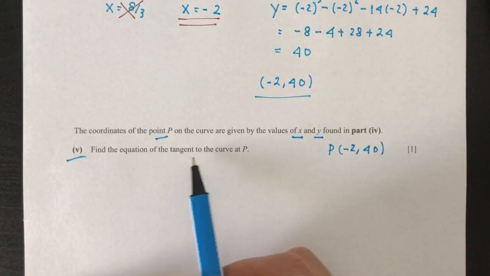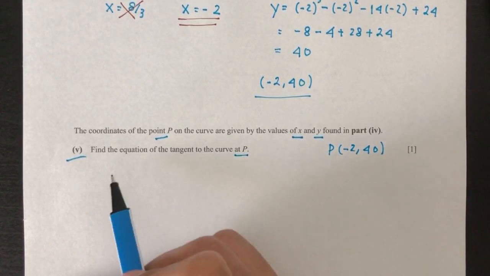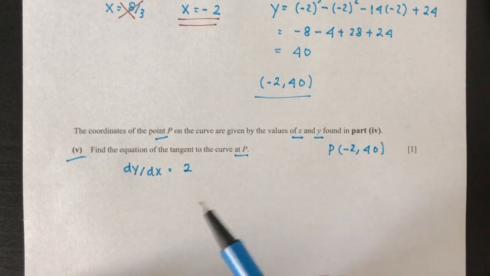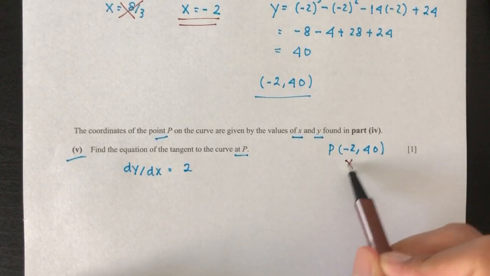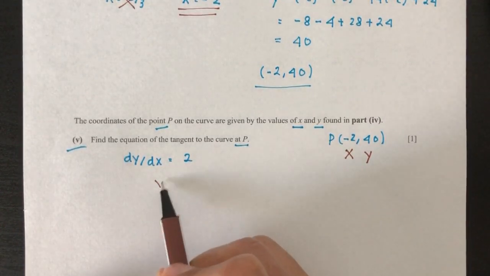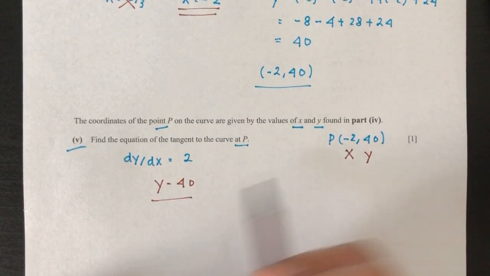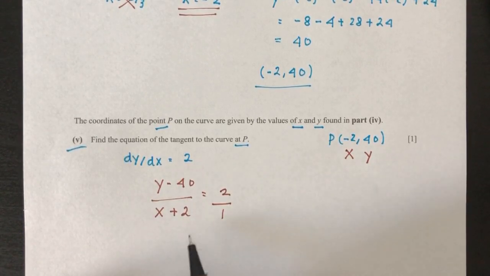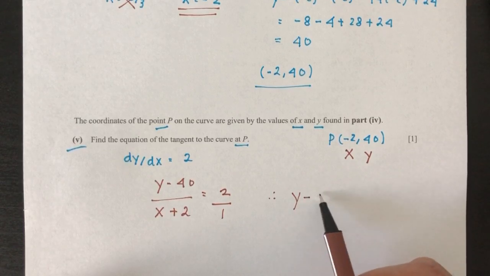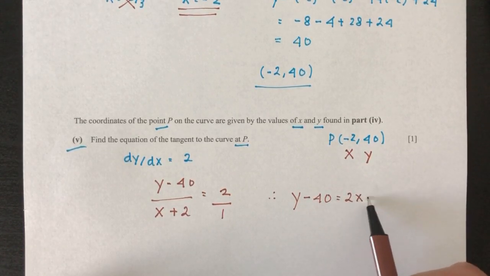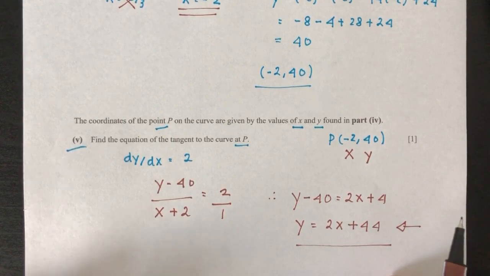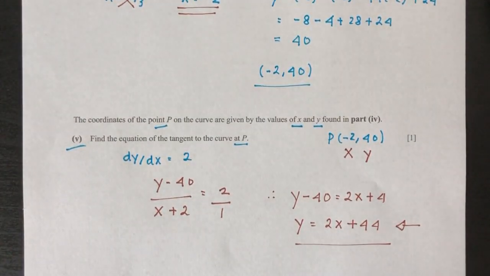Find the equation of the tangent to the curve at P. Since you know the gradient already, at this point is equal to 2, we can find the equation pretty easily. This is just your x, your y. So y minus 40 over x plus 2 is equal to 2. Cross multiply, you will have y minus 40 equal to 2x plus 4. So y is equal to 2x plus 44 for the equation of tangent. And that will be your question number 8.